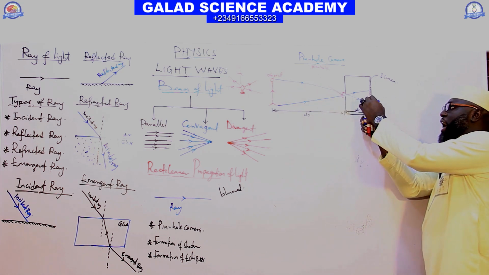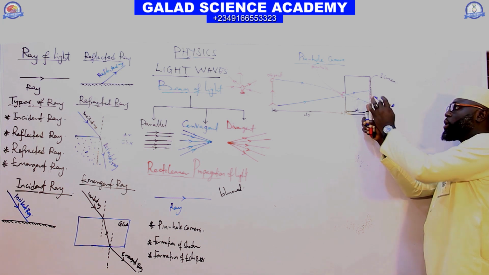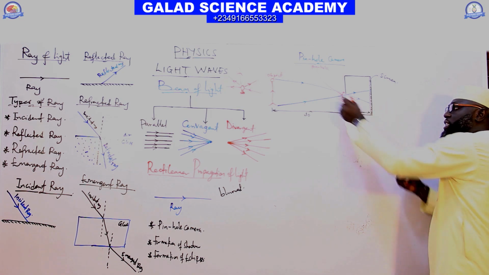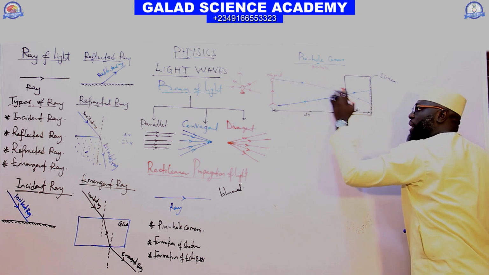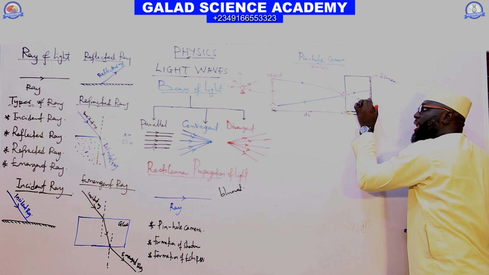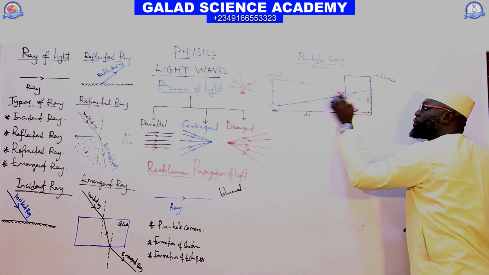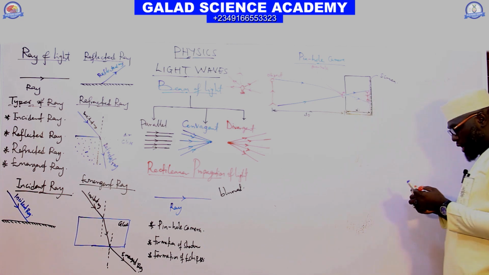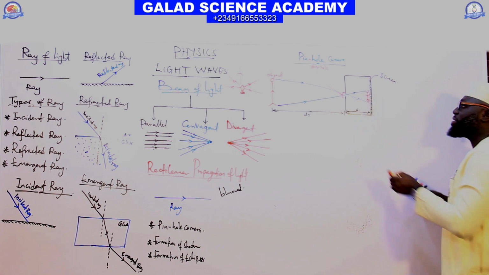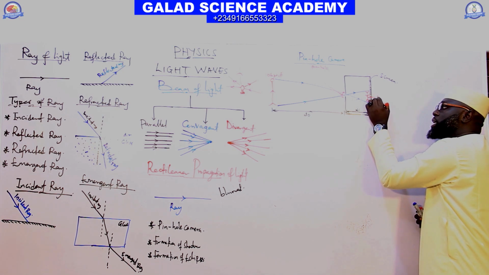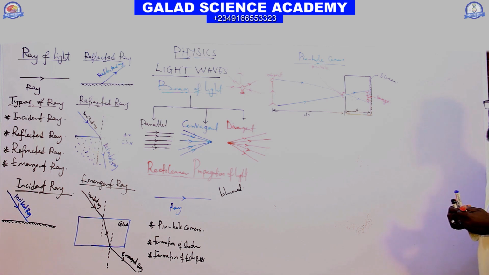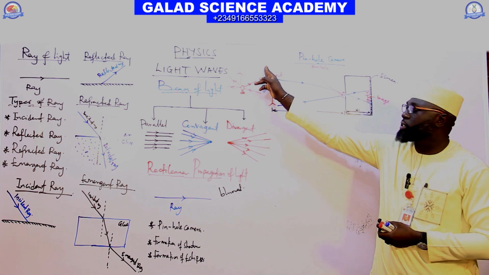Let me use a red color for the objects. When this is the head, this ray comes from the head. So here you now put your head here. This one comes from the foot. This is the foot. Good. And this man that we have here is what we call the image.